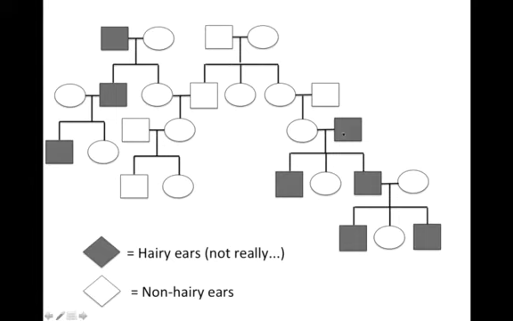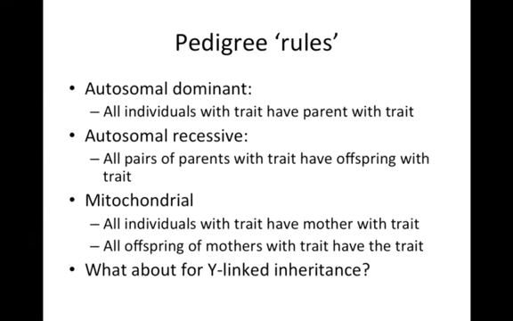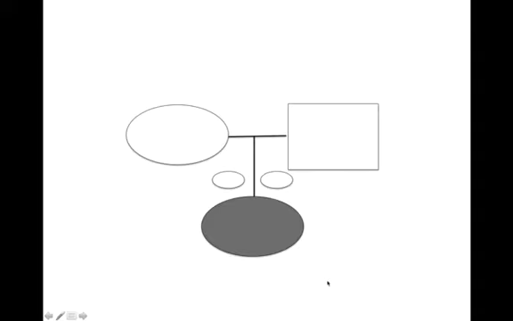So in this case, we notice that all individuals that are affected are males. And the other thing that we can notice is that every individual that is affected has an affected father. So this individual has an affected father. This one does as well. It turns out that this is characteristic of Y-linked inheritance. And so let's go through how this works.